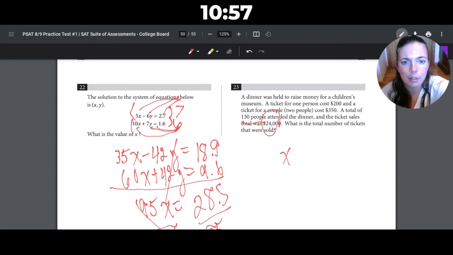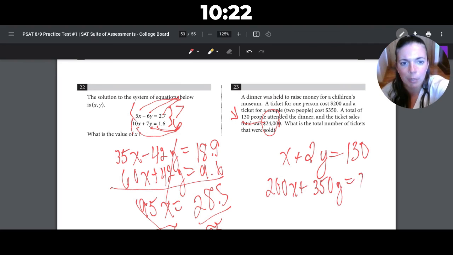So the tickets for one person, let's call that X, and the tickets for 2 people would be Y. So let's see. X plus Y would be the total of tickets sold, but what it tells us is the total of people. So X, that's one person for each ticket. Y, oh, there's 2 people for each ticket. So let's multiply that by 2, and that will give me the total number of people. And then we also know the total that they raised. So 200 times X plus 350 times Y will give me the total here.